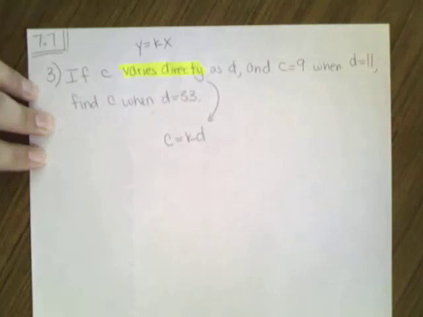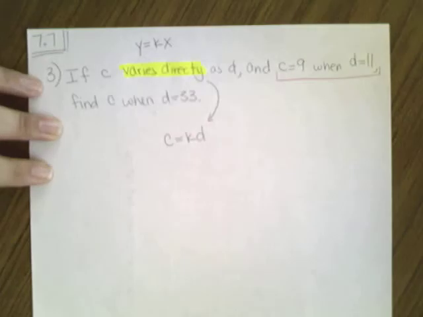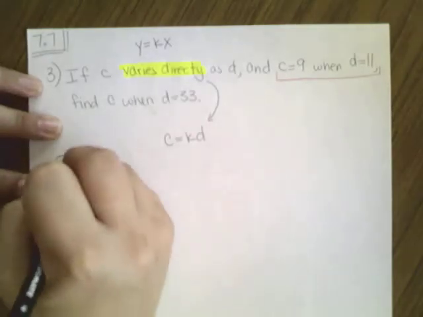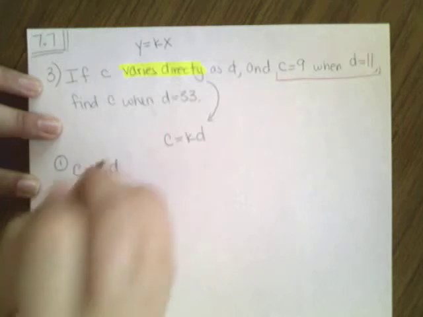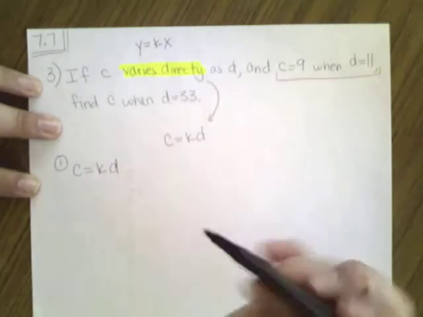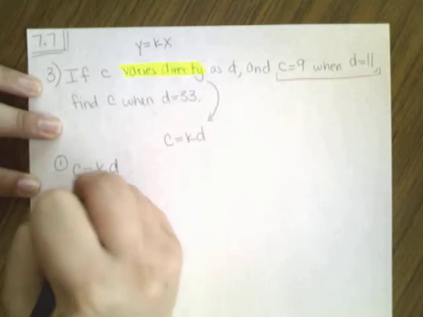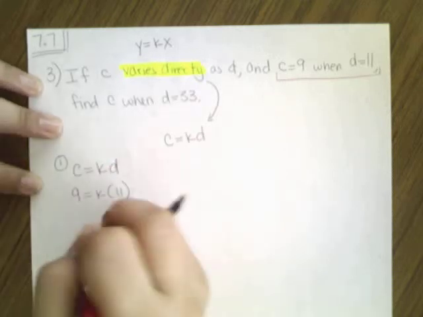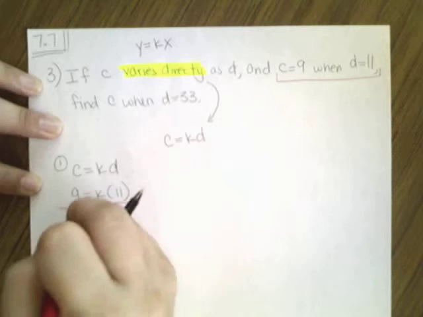So we're given c equals 9 when d equals 11. We can use that to first help us write our equation. So we have c equals kd. We're going to plug in 9 for c and substitute 11 for d. 9 equals k times 11. And then we solve for k by dividing both sides by 11.